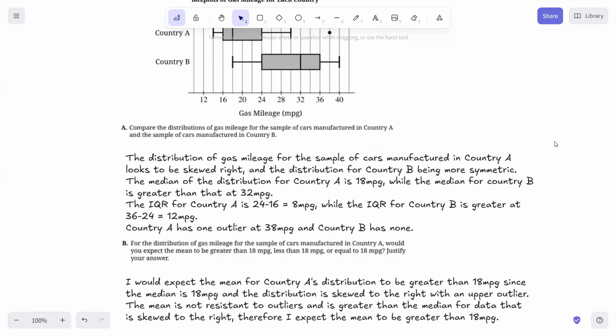I would expect the mean for country A's distribution to be greater than 18 miles per gallon, since the median is 18 miles per gallon and the distribution is skewed to the right with an upper outlier. The mean is not resistant to outliers and is greater than the median for data that is skewed to the right. Therefore, I expect the mean to be greater than 18 miles per gallon.